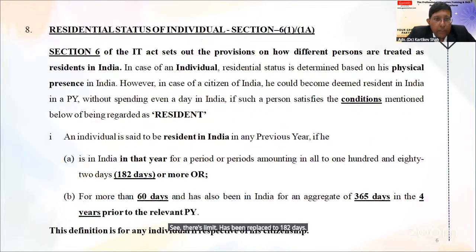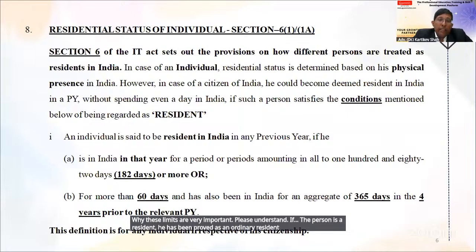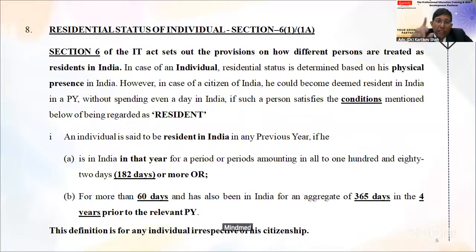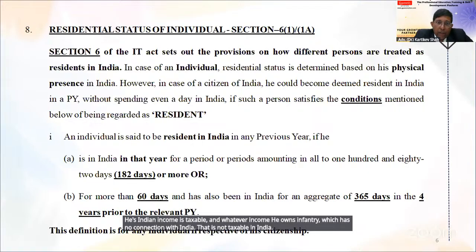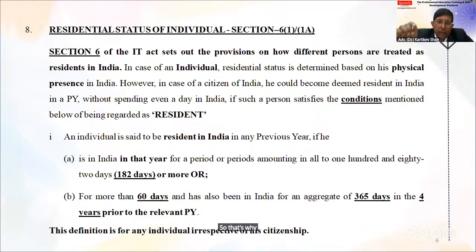Why are these limits very important? Please understand. If the person is proved to be an ordinary resident, then his global income is taxable. Mind well, his global income is taxable. But in case of a non-resident, his Indian income is taxable, and whatever income he earns in a foreign country which has no connection with India is not taxable in India. So that's why these conditions and proving the residential status is very important.